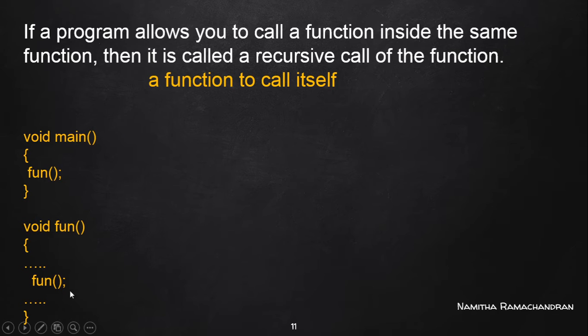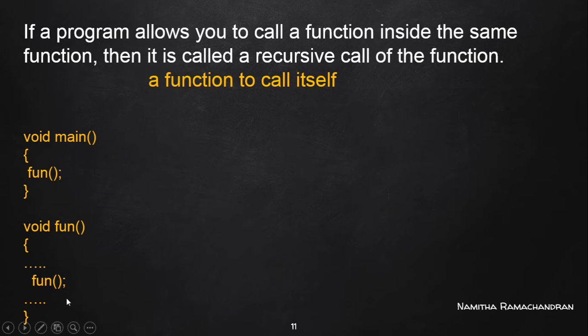So consider this syntax. Here we have a function with the name fun and its body is given here. Inside this function body, we have the same function call. That means inside this function body, it calls the function fun itself. So we can say it is a recursive function. That means this function fun is a recursive function.